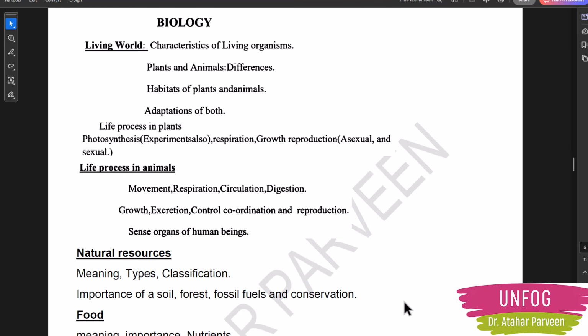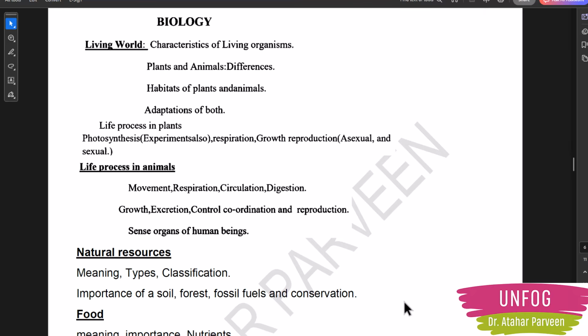Then next we have the biology part. Now, biology part will have a living world. In living world, we will study about the characteristics of living organisms. Then we will have plants and animals, right? We'll differentiate organisms into plants, animals. Then what are the differences? Then what are the habitats? Where do they all live? And how do they all adapt? Things like that we'll study.